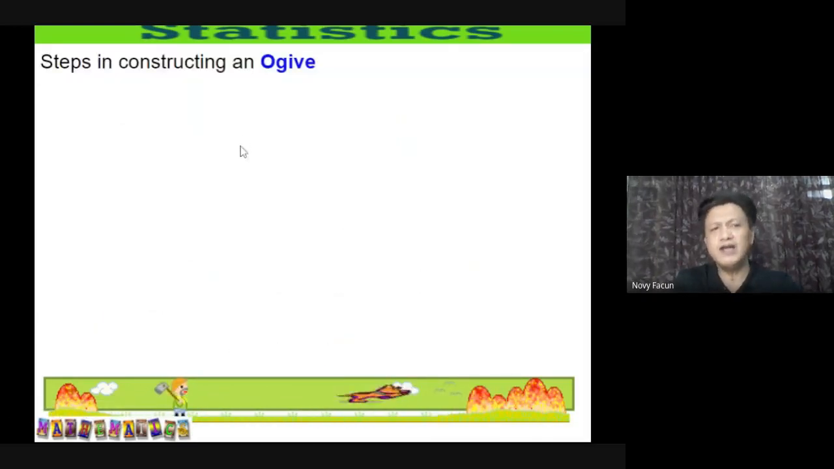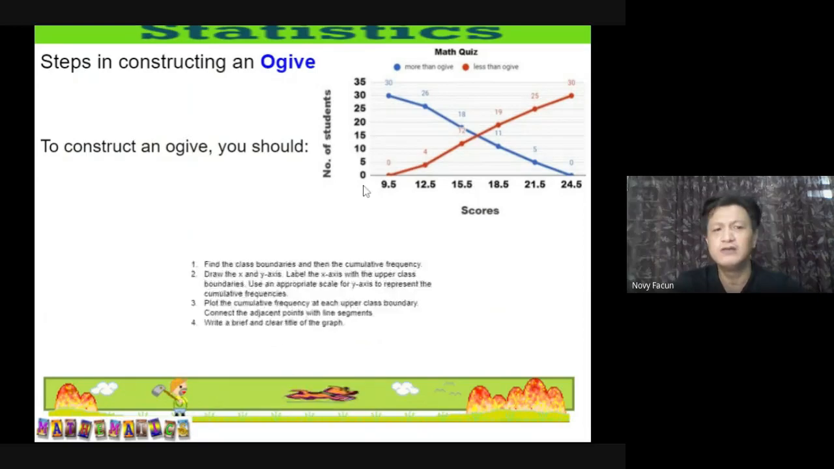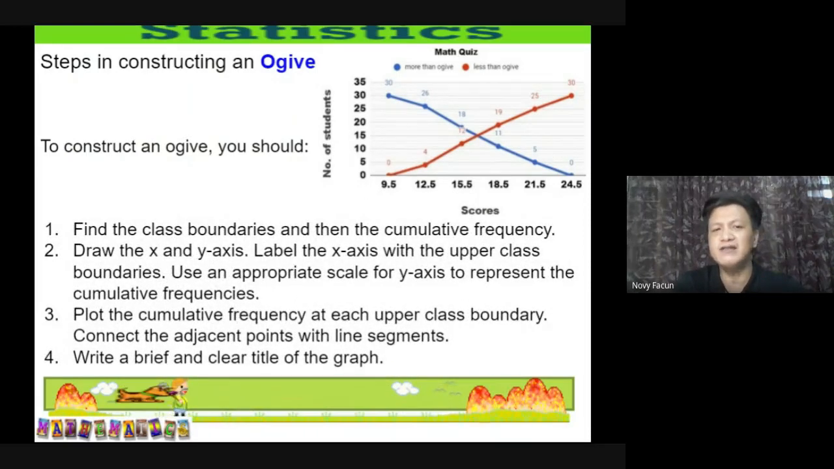And now, we can also do the constructing ogive. Pag sinabi natin ogive, di ba, yun yung cumulative frequency natin. Okay, kailangan ma-recall nyo yan. But before that, ito yung example natin. To construct an ogive, step 1, find the class boundaries and then the cumulative frequency. Then step 2, draw the x and y axis, label the x axis with the upper class boundaries. Use an appropriate scale for y axis to represent the cumulative frequency. And then step 3, plot the cumulative frequency at each upper class boundary. Then connect the adjacent points with a line.